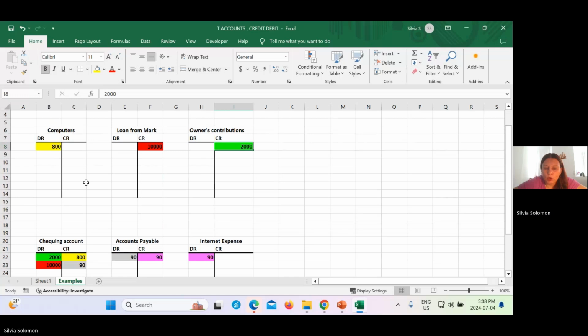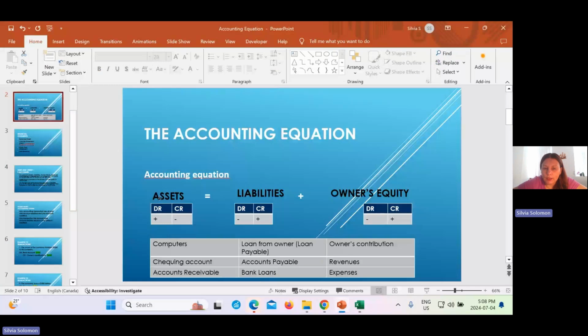So on the accounting equation, debits equal credits. The owner contributions account increased by 2,000, and the checking account at the bank increased by 2,000. So if you come back here, the assets increased by debiting and the owner's equity increases by crediting.